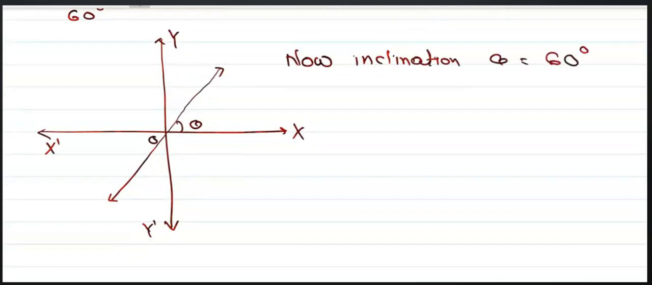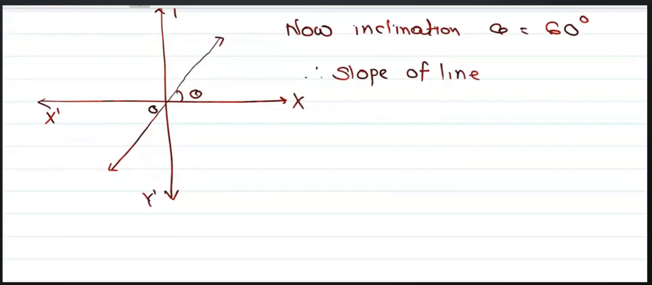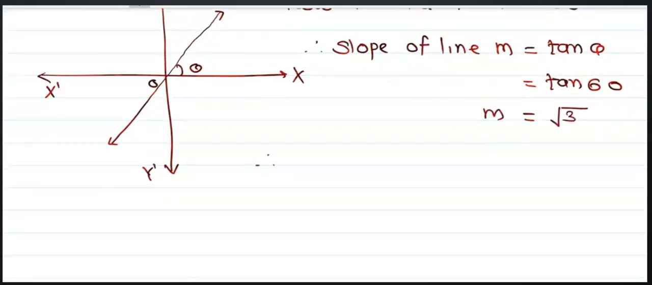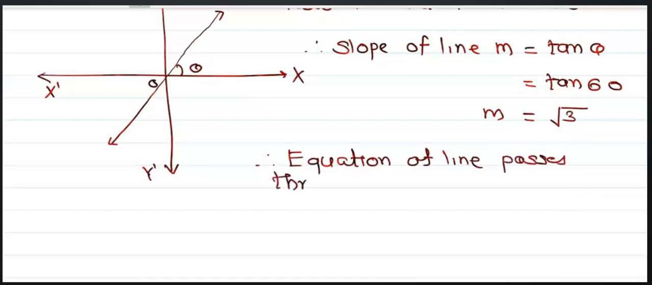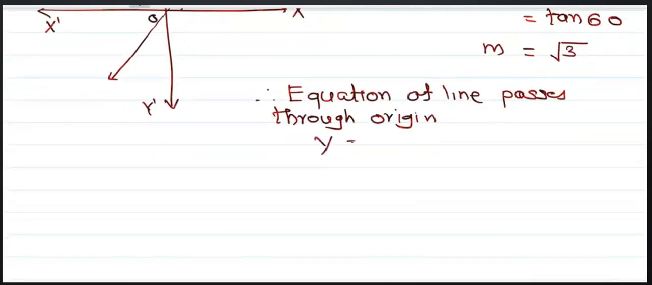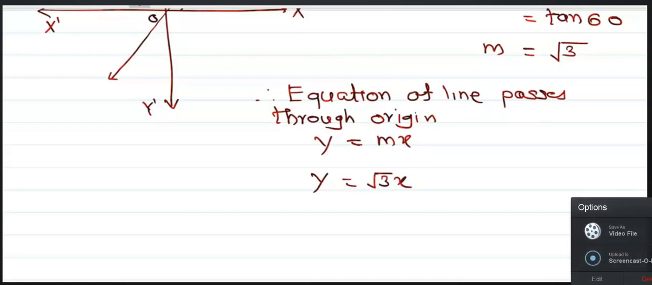Therefore, the inclination theta is equal to 60 degrees. The slope of the line, m, is equal to tan theta. Therefore, m is equal to tan 60, that is, m is equal to root 3. This is the slope of the line. Therefore, the equation of the line passing through the origin, y is equal to mx, that is, y is equal to root 3 x.